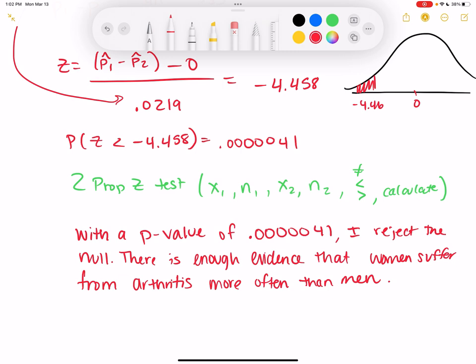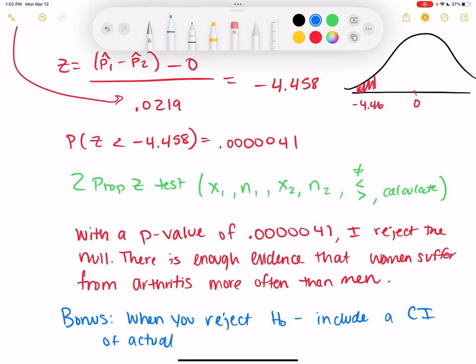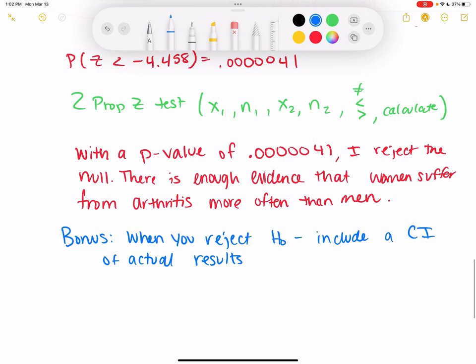So then kind of a bonus, and something that some of the questions will ask you, is for the confidence interval, or how confident we are about that. So when you reject the null, include a confidence interval of actual results, which we would do using a 2 prop z interval. That's what I was checking up here, the test, and down here is the interval. And it'll ask you for x1, n1, x2, n2, and then it'll ask you for a confidence interval.